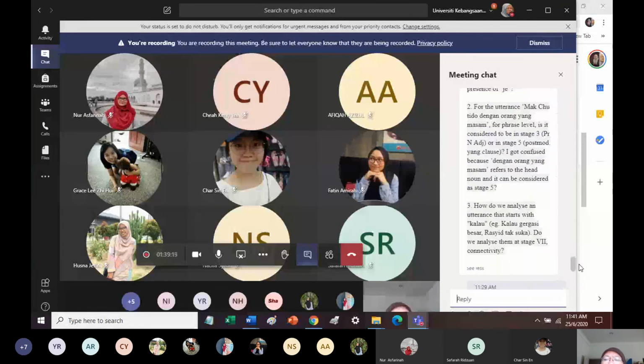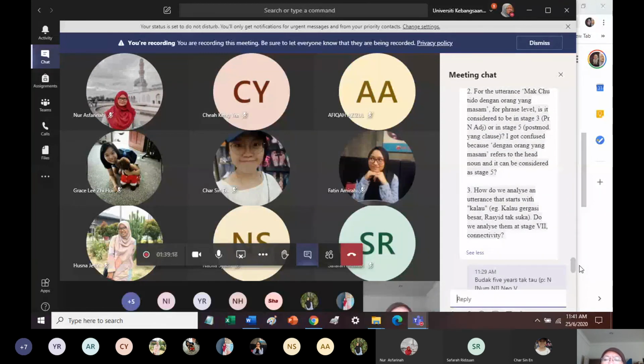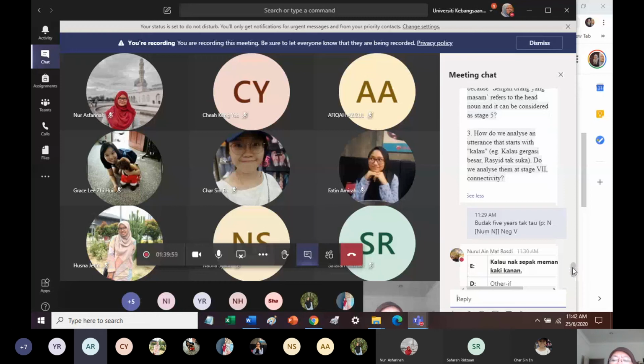How do you analyze an utterance that starts with kalau? Kalau gergasi besar, Rashid tak suka. Kalau ni is a subordinate. It's syarat. Adverbial syarat. So it's a stage 5 subordinate adverbial. Yang ini memang clause level lah. And then kita break down the Rashid tak suka, kita boleh analyse. Alright, thank you, Doctor.